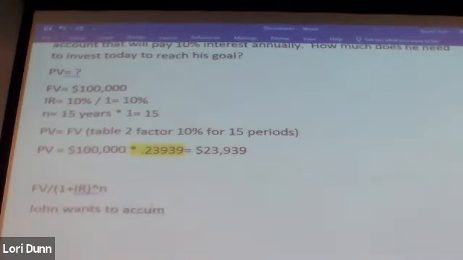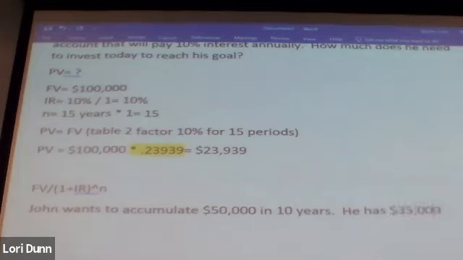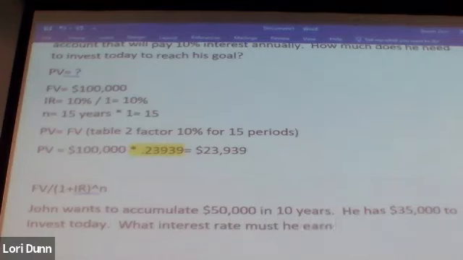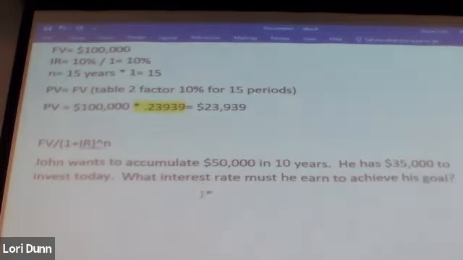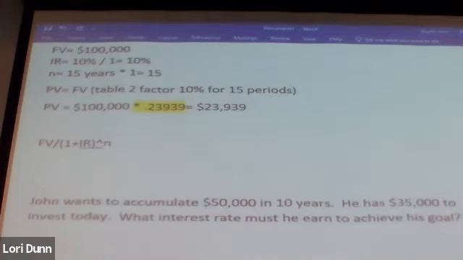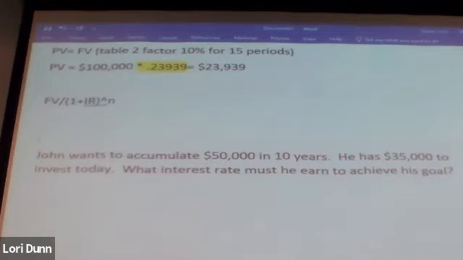John wants to accumulate $50,000 in 10 years. He has $35,000 to invest today. What interest rate must he earn to achieve his goal? Okay, what interest rate must he earn? It's the investment interest rate to achieve his goal.